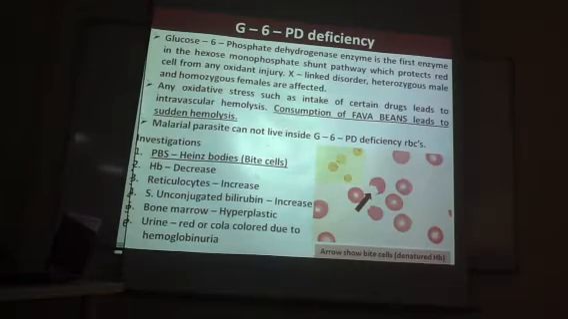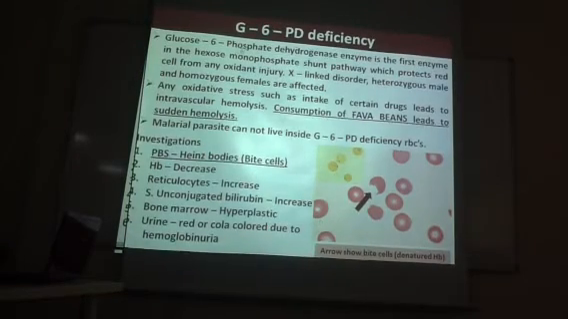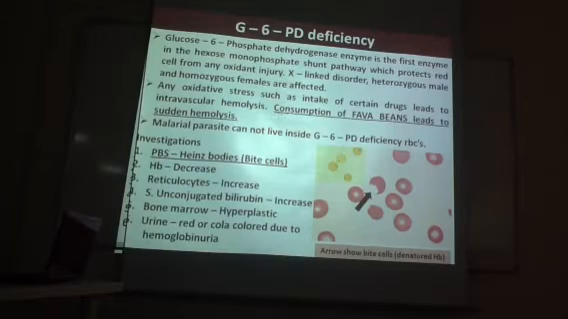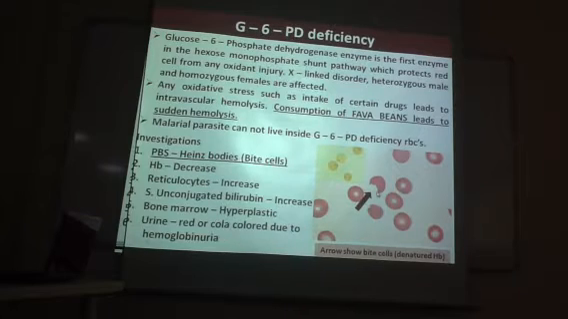G6PD, glucose 6-phosphate dehydrogenase enzyme deficiency, increases free radicals and produces oxidant injury. When the oxidant injury happens, it denatures the hemoglobin, and that is removed by the spleen. That is why we get bite cells. Some of them cannot be seen with routine staining.